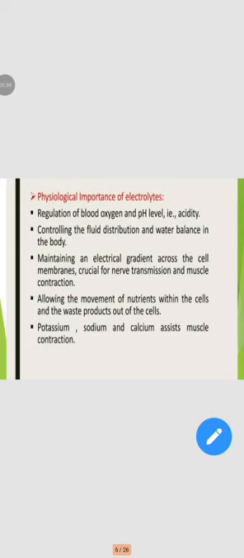Then maintaining an electrical gradient across the cell membranes, crucial for nerve transmission and muscle contraction, allowing the movement of nutrients into the cells and waste products out of the cell. So potassium, sodium and calcium are used to assist muscle contraction.